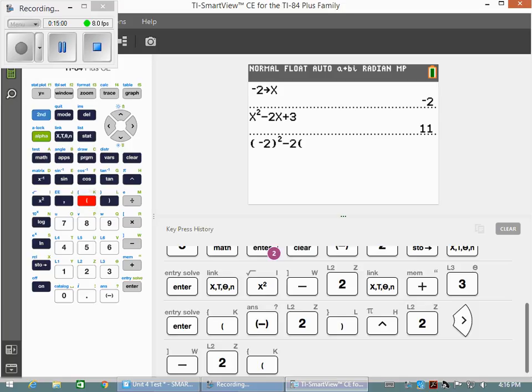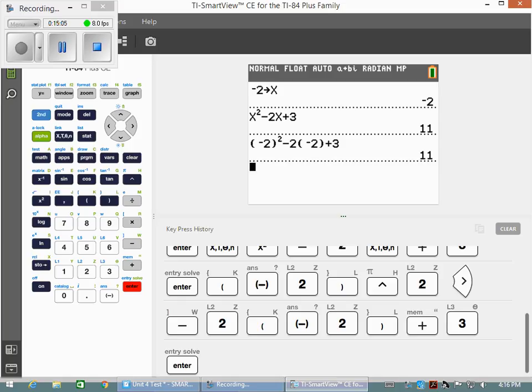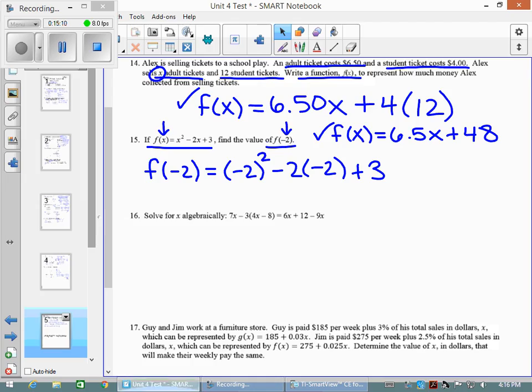Because you always need to put your input in parentheses when evaluating. So no matter how you did that, whether storing or plugging in, you should get 11.